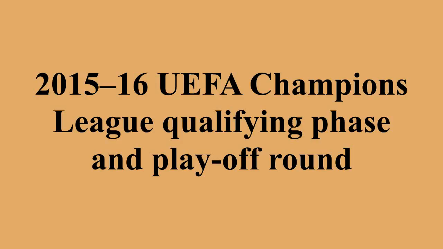BATE Borisov won 2-1 on aggregate. Malmö won 3-2 on aggregate. Club Brugge won 4-2 on aggregate. Monaco won 7-1 on aggregate. CSKA Moscow won 5-4 on aggregate. Rapid Wien won 5-4 on aggregate. Shakhtar Donetsk won 3-0 on aggregate.